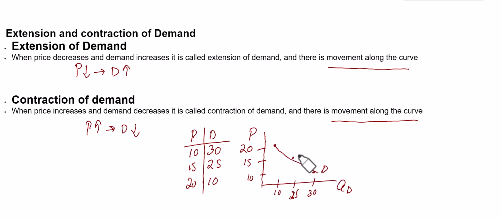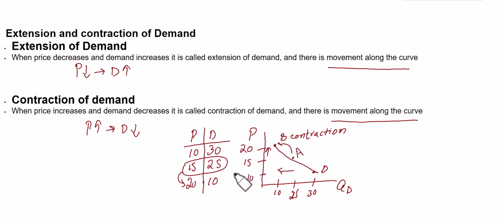So let's assume that A is our initial point, so when the price is 15, the quantity demanded is 25. When price goes from 15 to 20, we are moving from point A to point B. As you can see, the price increases from 15 to 20, and the demand decreases from 25 to 10. So the movement from A to B is called contraction.